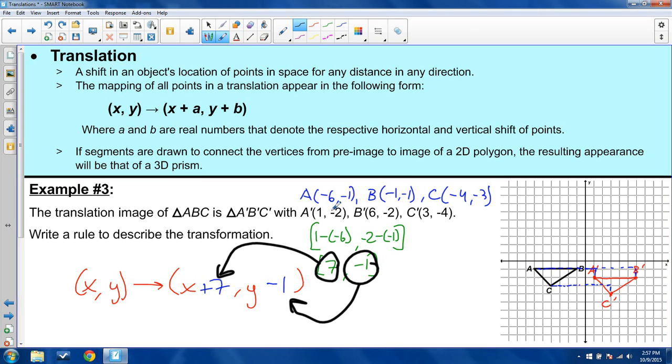You want to make sure you don't do it backwards because we're going from pre-image to image. See, I just did it backwards. So just be careful on that. Fine.